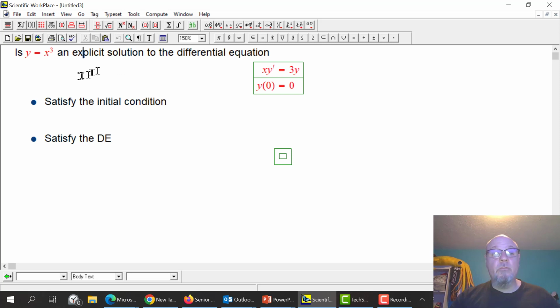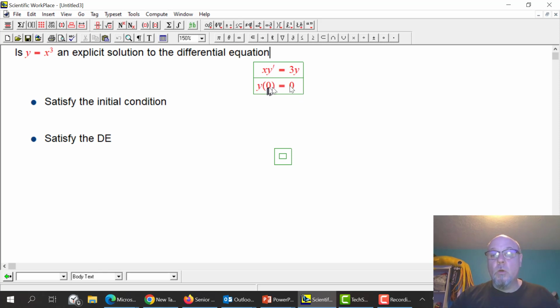All right, y equals x cubed, it's explicit, it's an explicit function. So at least we've satisfied that part. So now for it to be a solution to the differential equation, it has to do two things. It has to satisfy the initial condition, and it has to satisfy the differential equation. So let's check the initial condition first because that's the easiest.